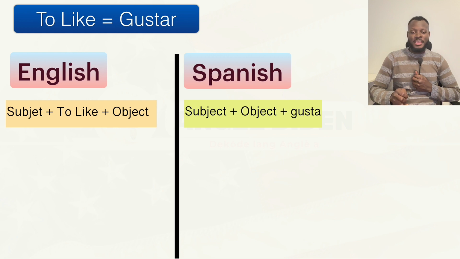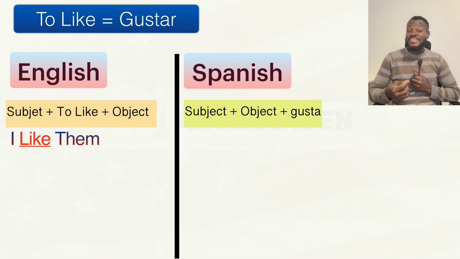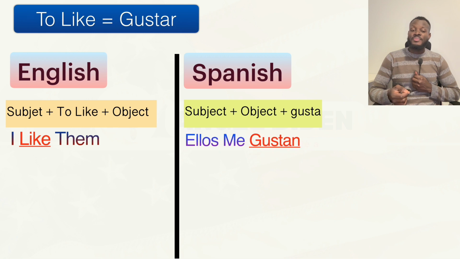It's going to be the same pattern, but be careful. Keep in mind, it is indirect object in Spanish. Okay, not direct object, indirect object. I like them. So it's going to be ellos me gustan. So the verb is going to be with ellos, with them, because them is going to be subject in English. Now in Spanish, ellos me gustan. They please me. Ellos me gustan.